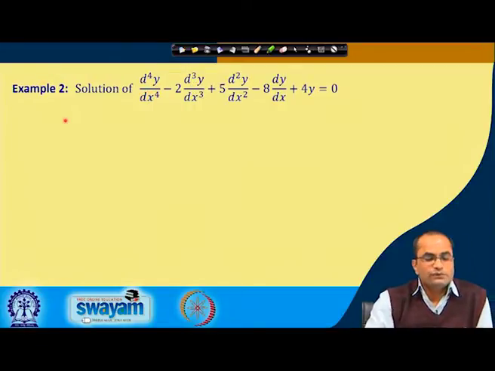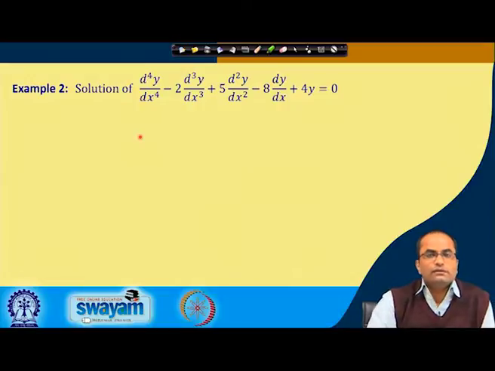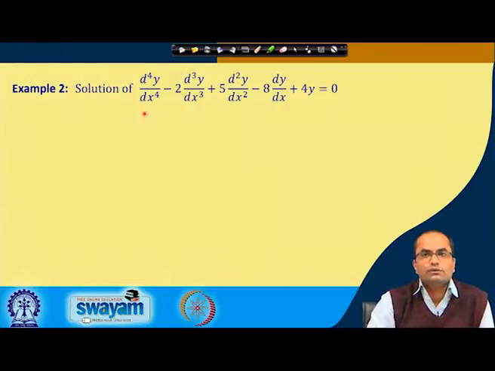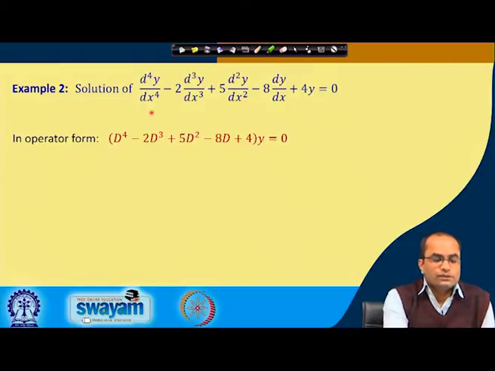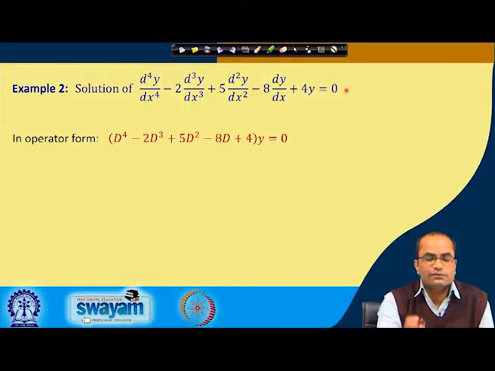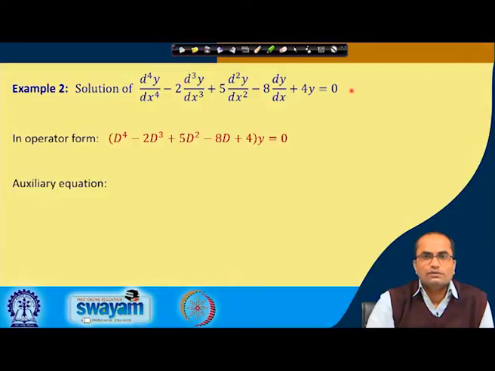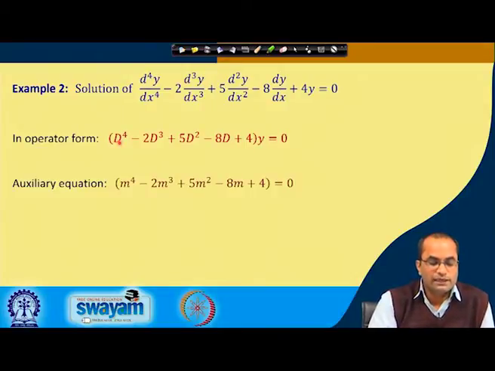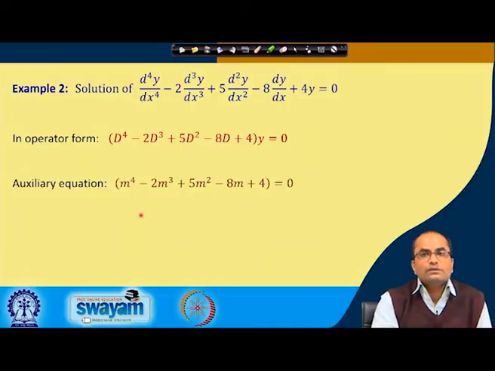So, for example 2 we will take this fourth order linear differential equation. Again, corresponding to this differential equation we can write it in operator form. So, this is D^4 minus 2D^3 plus 5D^2 minus 8D plus 4 operated on y equal to 0, and then this auxiliary equation we can just replace this D again by m. So, this is the fourth order auxiliary equation. It could be difficult to solve.